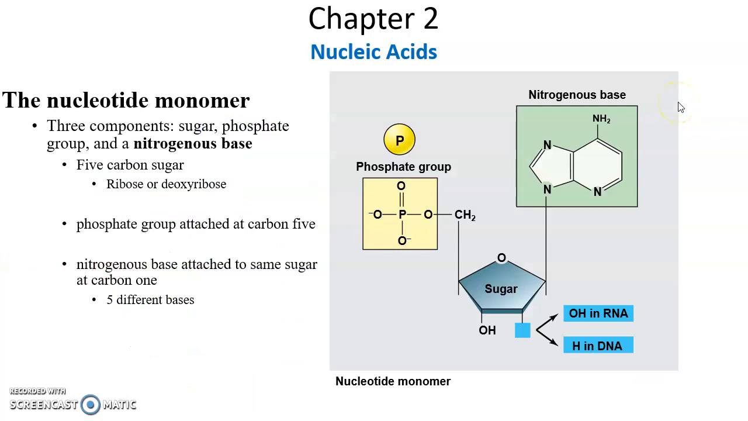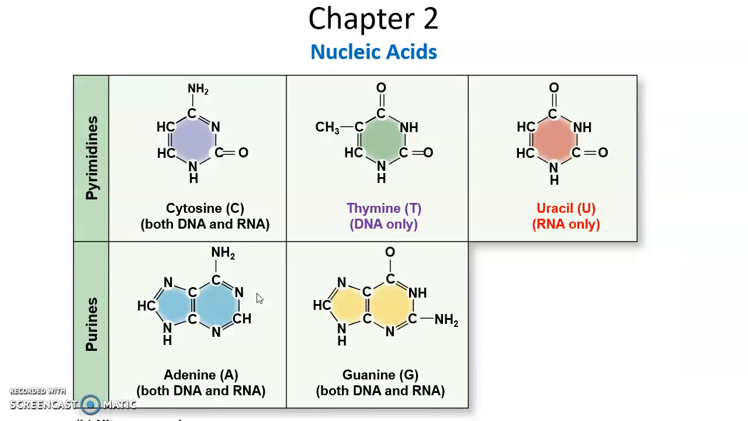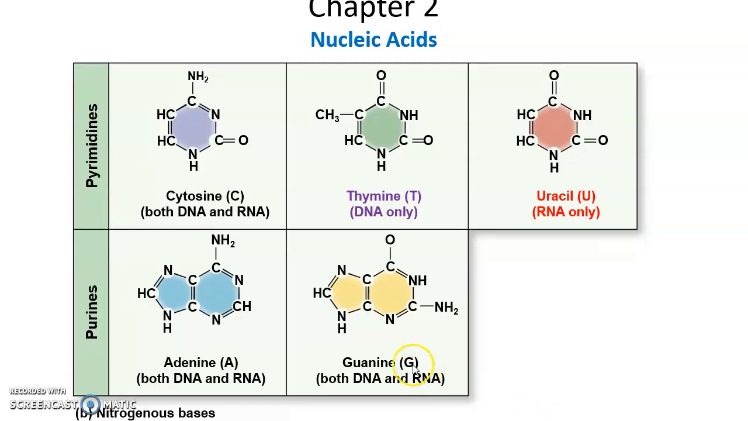The nucleotide is made up of three main components. You have the phosphate group, you have the sugar, and you have the nitrogenous base. So again, phosphate group, sugar, and nitrogenous base. And there turn out to be 5 different nitrogenous bases. They are cytosine, thymine, uracil, adenine, and guanine.